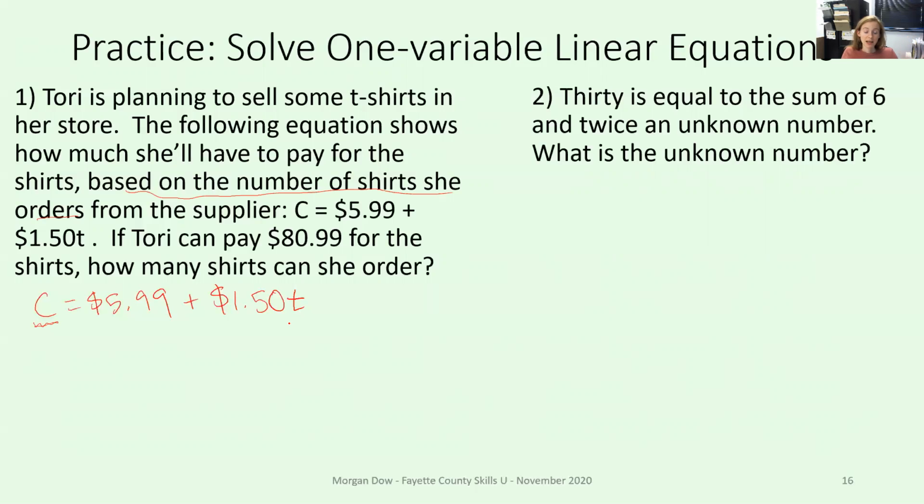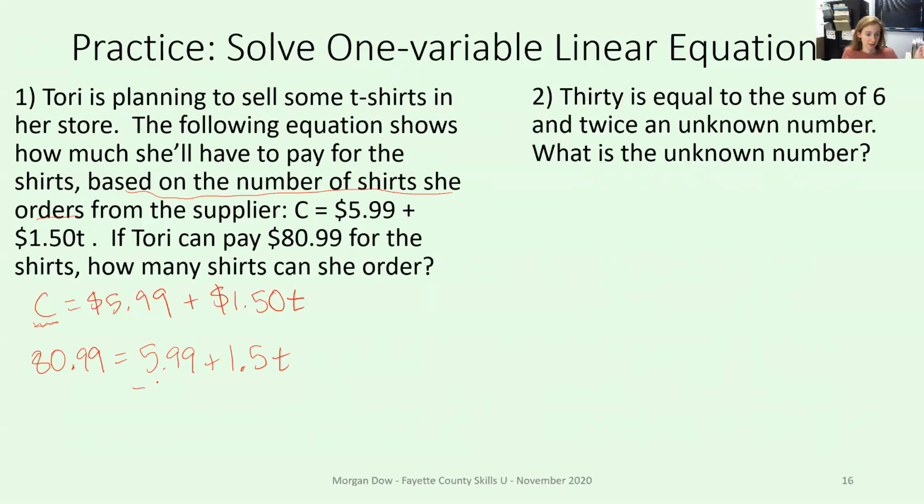So Tori can pay $80.99, right? That's the total cost that she can handle. So I'm going to replace cost with $80.99. And that's going to be equal to $5.99 plus $1.50 T. So how many shirts can she order? Now we just need to solve this equation.